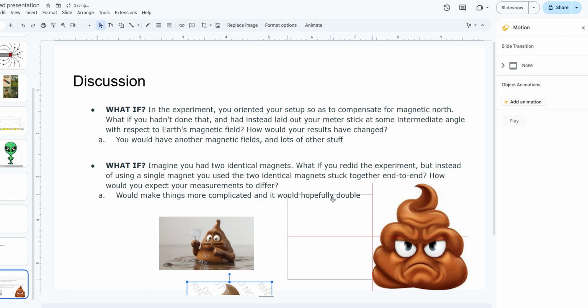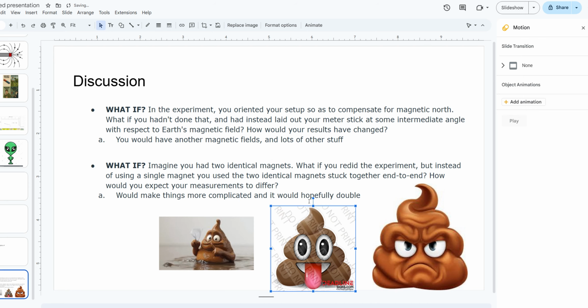Okay, now what you may be wondering is, imagine if you had two identical magnets and redid the experiment, but instead of using a single magnet, we use two identical magnets stuck together end to end. That would be really complicated, and it would probably actually double the magnetic field, because the magnetic fields of each magnet are interfering with each other, and it gives positive interference.